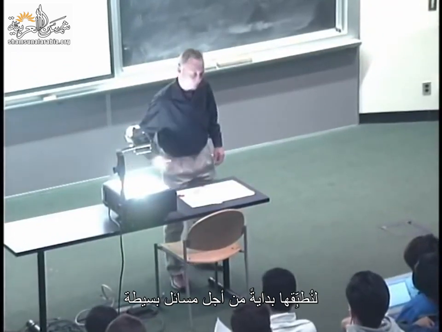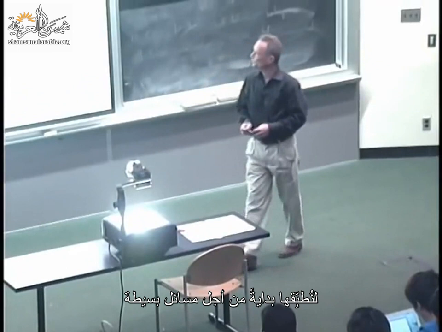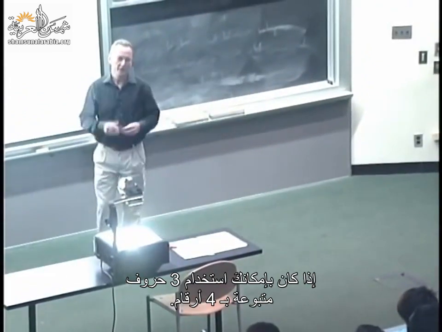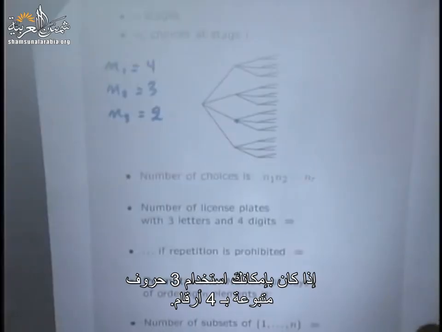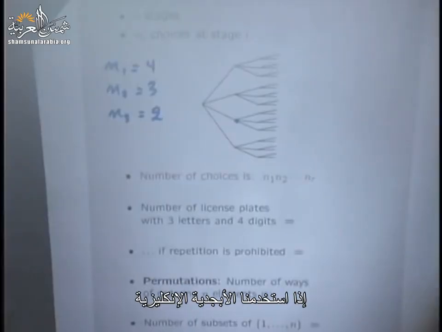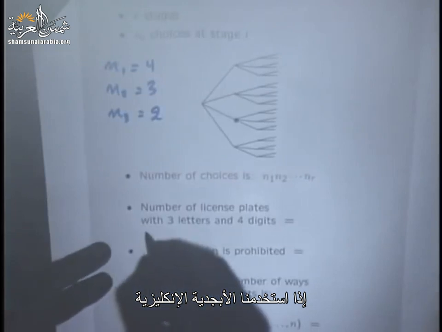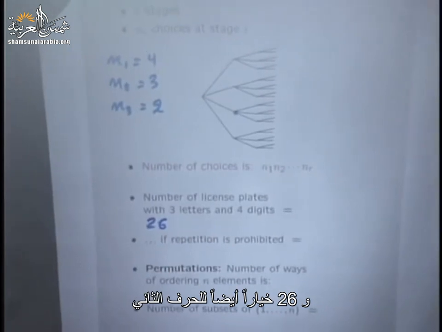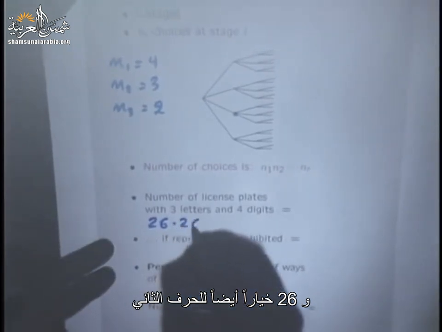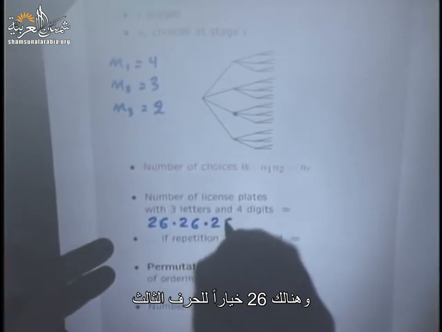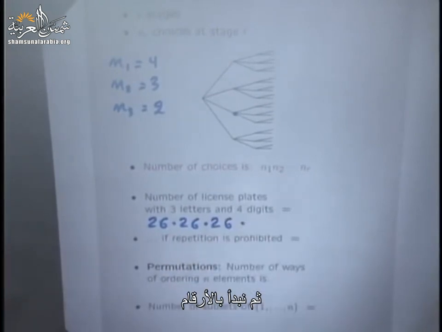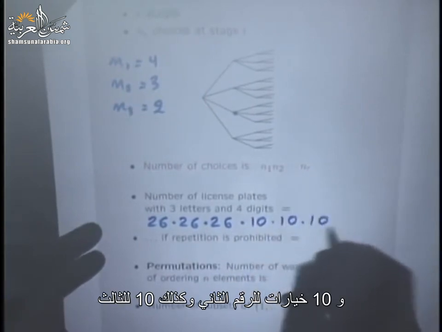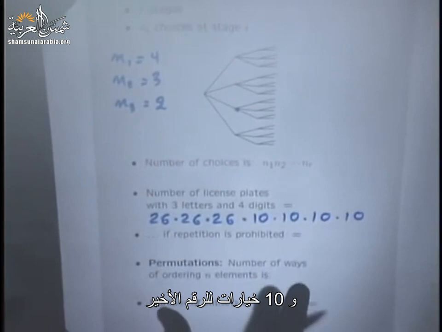So let's apply it to some very simple problems as a warm-up. How many license plates can you make if you're allowed to use three letters followed by four digits? If you're dealing with the English alphabet, you have 26 choices for the first letter, then 26 choices for the second letter, and then 26 choices for the third letter. And then we start the digits. We have 10 choices for the first digit, 10 choices for the second digit, 10 choices for the third, 10 choices for the last one.